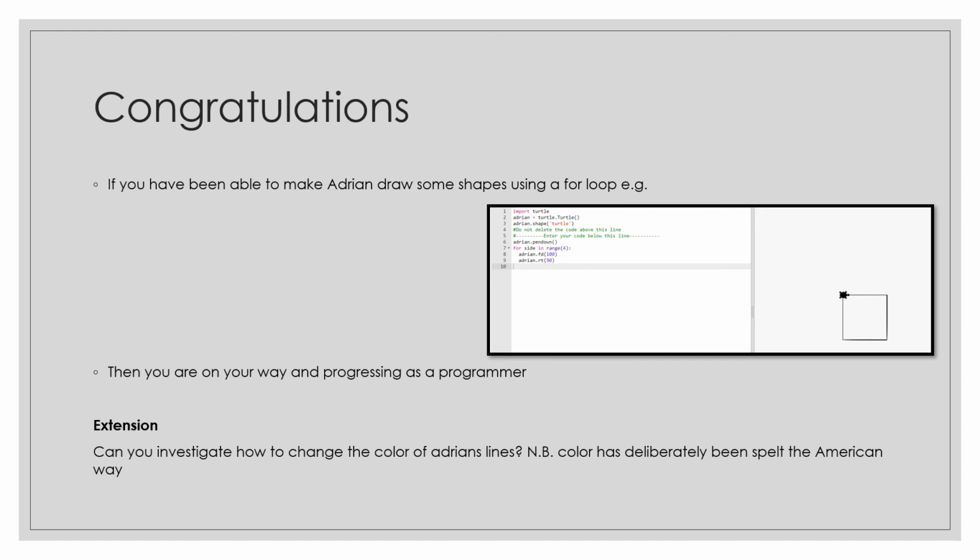If you've got time or you really want to, you've got an extension here where you could investigate how we can do different colors for Adrian's lines, because we can draw lots of different colors using the turtle module. Note I've spelt color in the American way on purpose because that's how we need to spell it in Python. It's not that I don't know how to spell color.